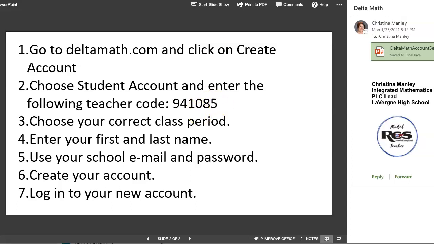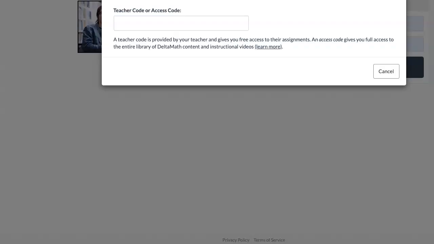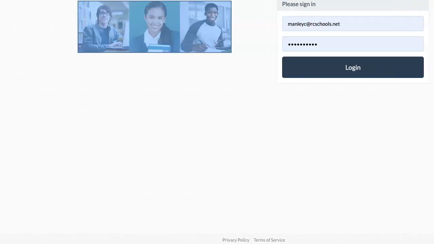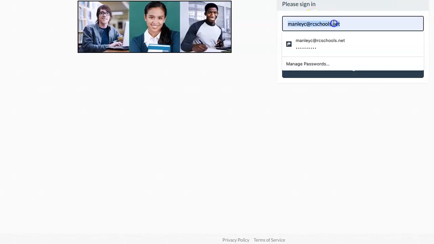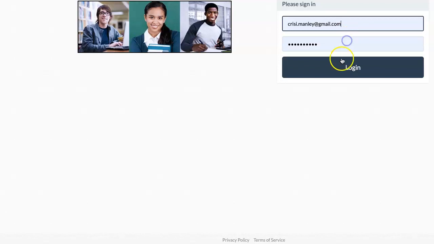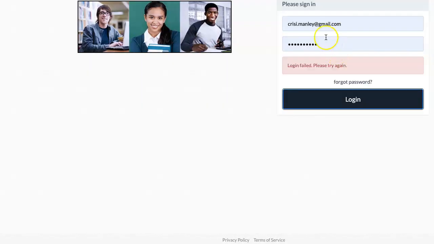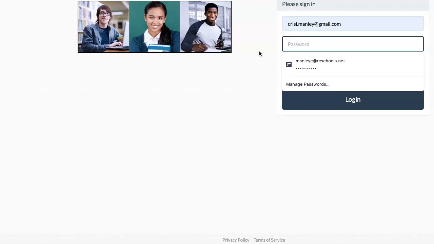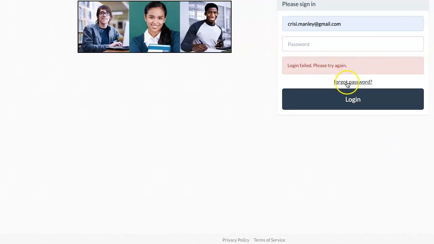Okay. For those who went to Rock Springs last year who have a Delta Math account, you're going to do things a little differently. So you're going to log in. So I created a student account so I can show you. Now, your username will be your school username, again, for those of you that went to Rock Springs. Your password, I'm not sure what it is. So try what you remember it being, and if you can't remember it, then you're just going to click Forgot Password and reset it.